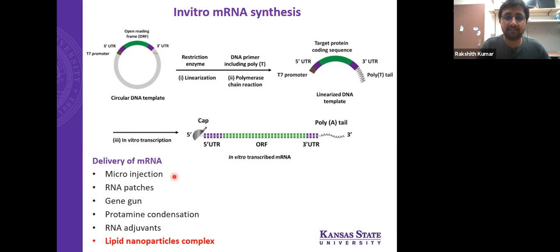And how to deliver mRNA? We can deliver mRNA into the cells with microinjection techniques, RNA patches, gene gun, protein condensation, RNA adjuvants, and also by complexing with lipid nanoparticles. In this article, they have used lipid nanoparticle complexing to deliver the mRNA into mice.